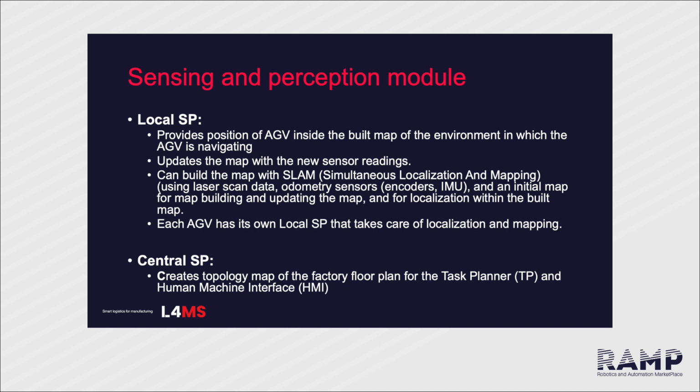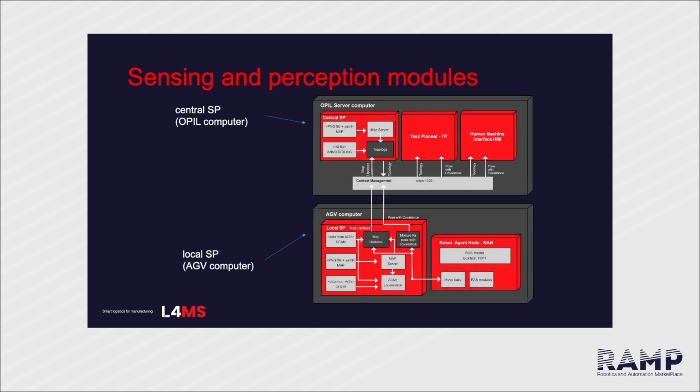The central SP is responsible for creating the topology map of the factory floor plan in order to communicate with the task planner and the human-machine interface. Here we can see another visualization of how OPIL server and AGV are connected with the central and local SP component scheme of communication. Details are further explained in the documentation.